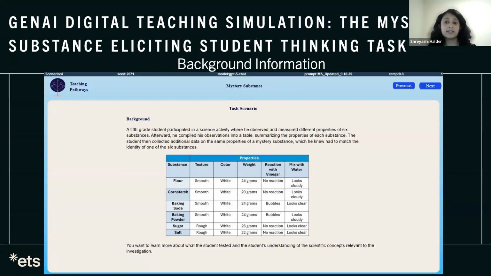The final phase further defines the elicitation goal focused on learning about what the student tested and their understanding of the scientific concepts relevant to the investigation. So I will give you 1 minute to read through the screen so you can get some idea of what should be provided to you.